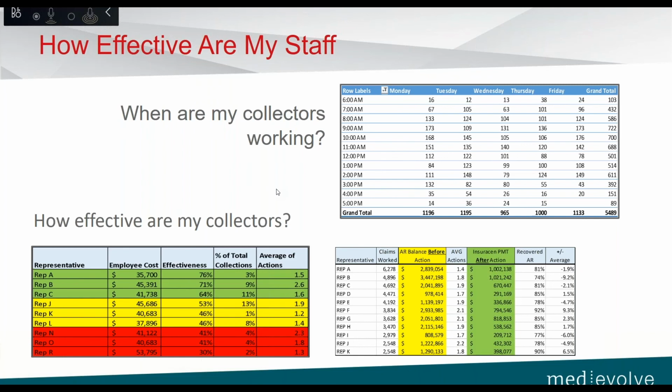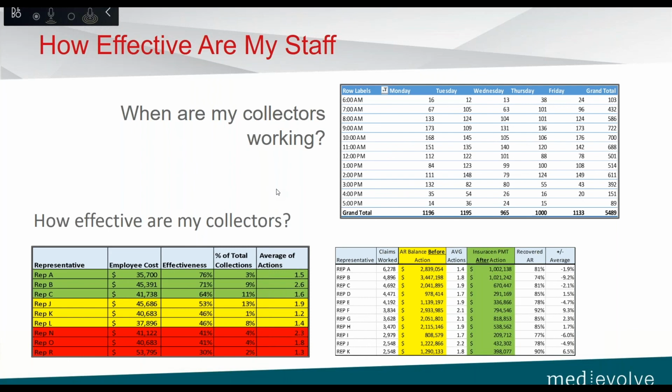And so we start looking at things like average actions that are being taken to get an insurance payment. Why are some folks at 2.1? Why are some folks at 1.4? Are there things that the 1.4 could teach the 2.1 person? So it's training awareness and things like that. So you've got to know the effectiveness of your staff. And that's really, really important.